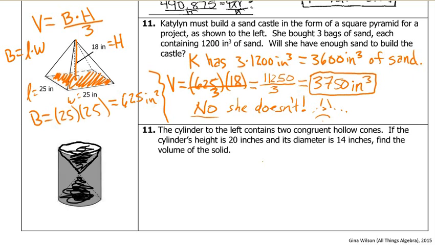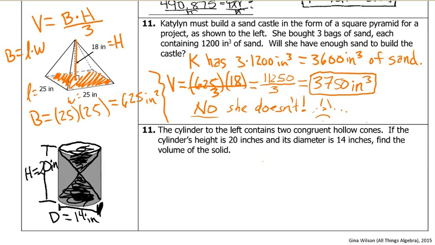So we got to understand what the question is asking for. The cylinder to the left contains two congruent hollow cones. So these cones are hollow, right? If the height, it's right over here, the height is equal to 20 inches. So from here to here, it's 20 inches. The diameter is 14 inches. So it's saying from here to here, it is 14 inches.